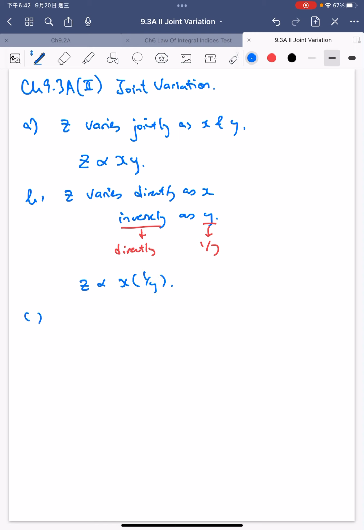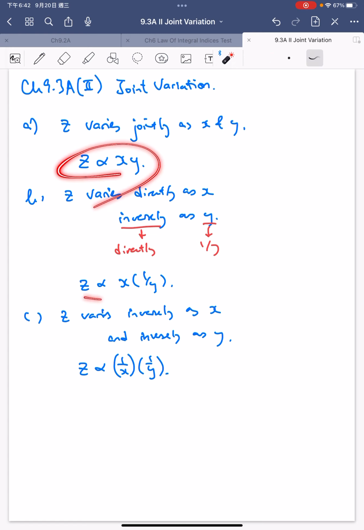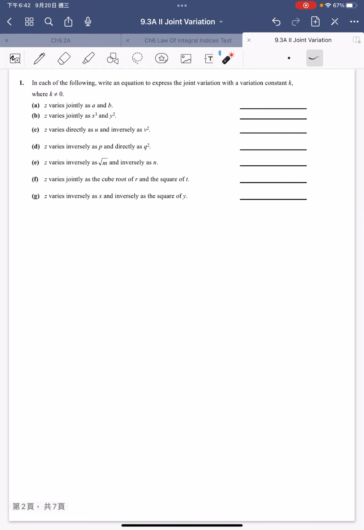The third one we have is z varies both inversely as x and inversely as y, which means you can write it as z is proportional to 1 over x times 1 over y. So if you have the idea of these three formulas, then we can do the rest of the exercise. First of all, we can do question 1.